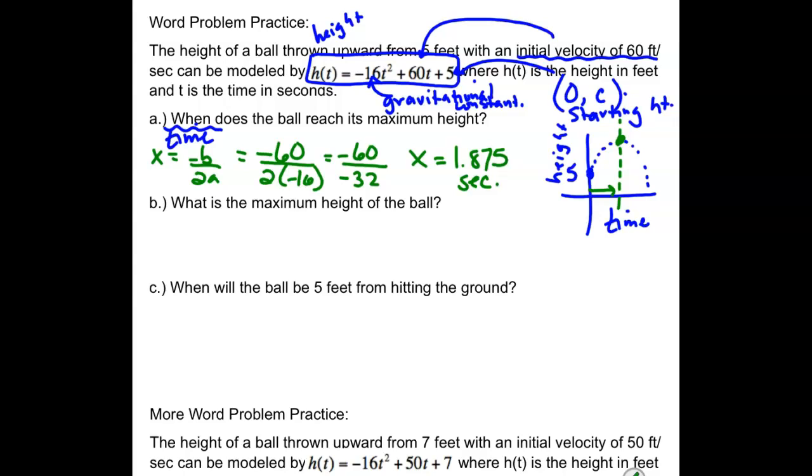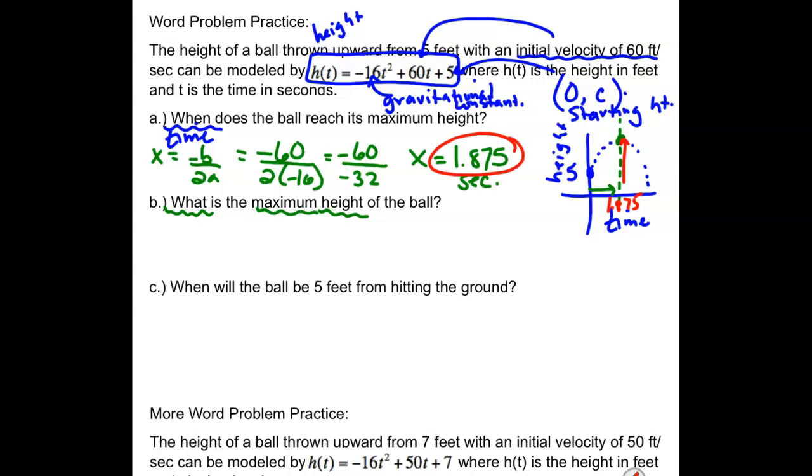The second part says, what is the maximum? That is our y value. We want the height. So we found our x-coordinate to be 1.875. Now we have to figure out how high we went. So we need to plug this 1.875 into our equation. So we're going to find the height at 1.875. Don't forget your little square as part of that formula.